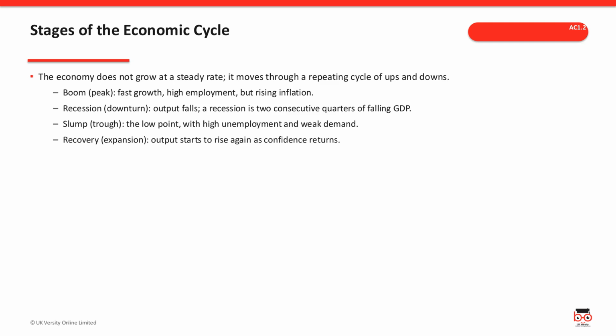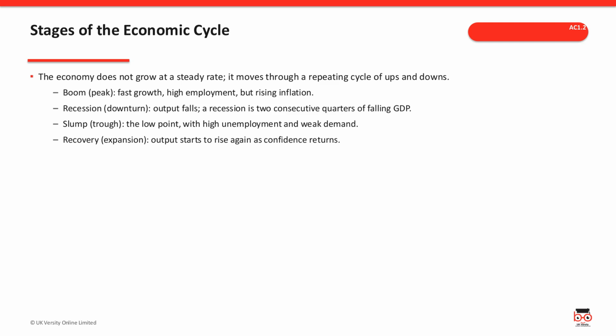The economy never grows in a smooth, straight line. It moves through a repeating cycle. At the top is the boom, or peak, with fast growth and high employment, though prices tend to climb too. Then comes recession, when output falls, and the technical definition is two quarters in a row of shrinking GDP. The low point is the slump, or trough, with high unemployment and weak demand before recovery sets in and output starts rising again.